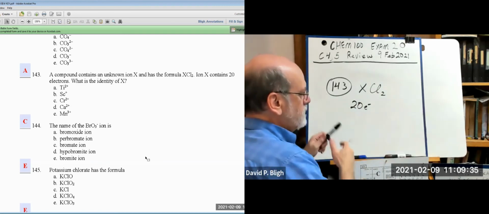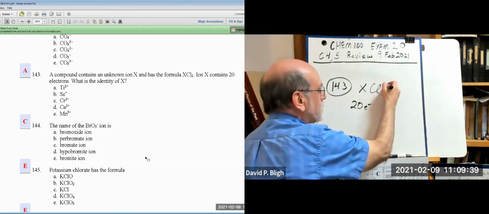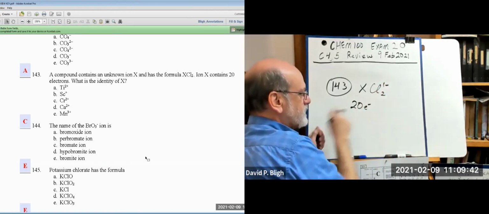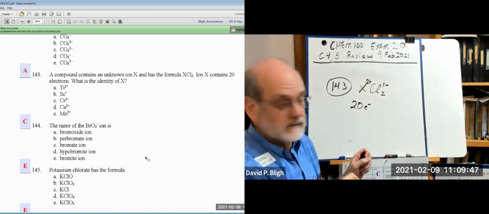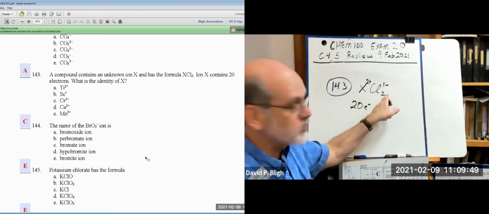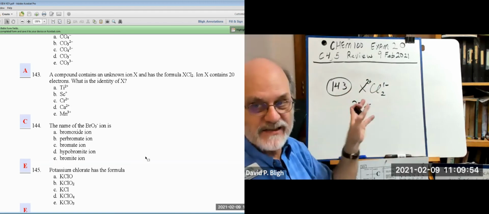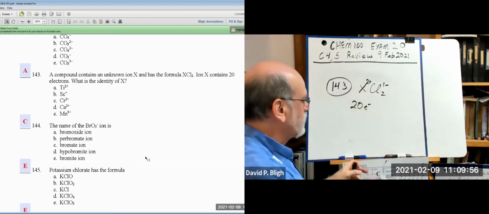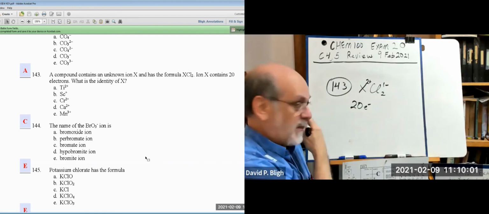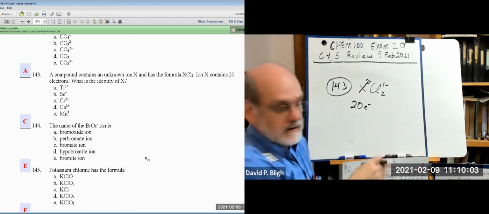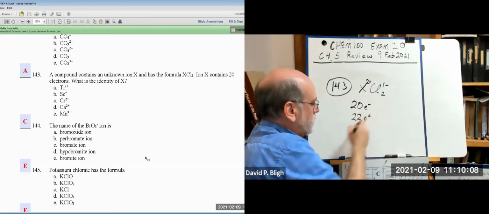All right. So chlorine is a halogen. It always has a 1- charge. So that means this one has to be 2+, correct? To balance these 2 minuses. 2 times 1- is a 2-. So this one, since there's only one of them, has to be 2+. So if it's got 20 electrons, how many protons does it have? Well, it's got 2 excess, 2 more than the electrons, so it has to be 22 protons.